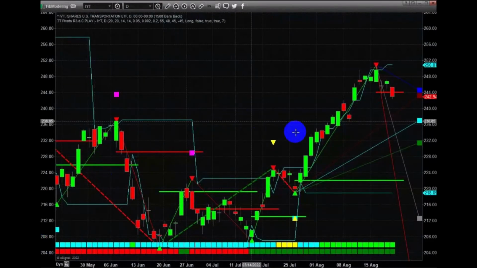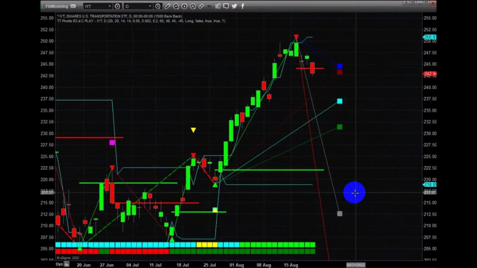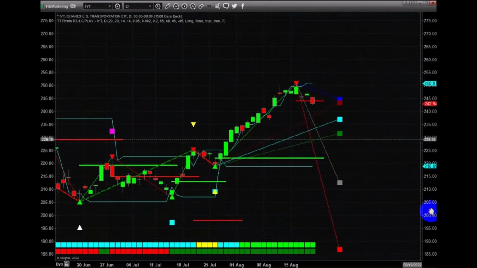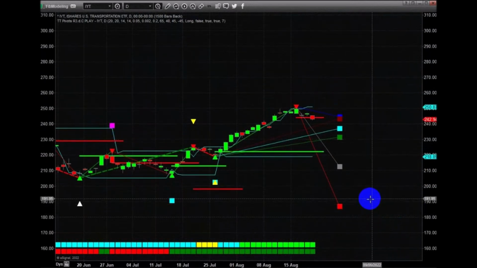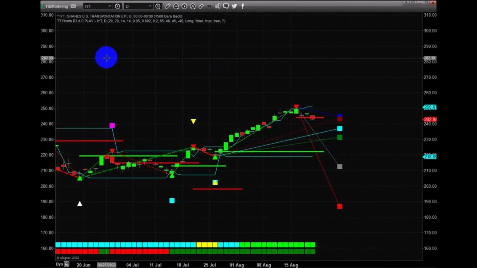The Fibonacci modeling system suggests that the peak has already been reached. We're in a confirmed downward trend right now. And we do have that 220, 212, and later on, way down here, potentially 180. So transports might be leading the markets lower here. We'll have to see how it plays out.